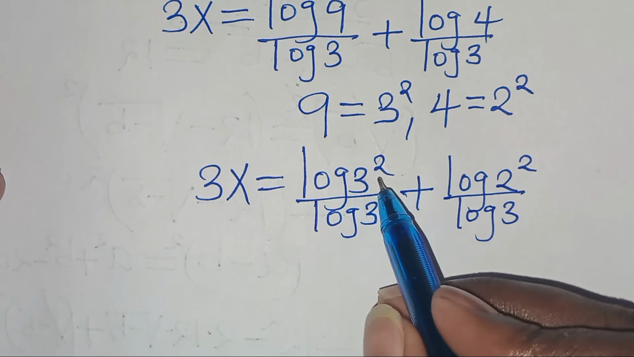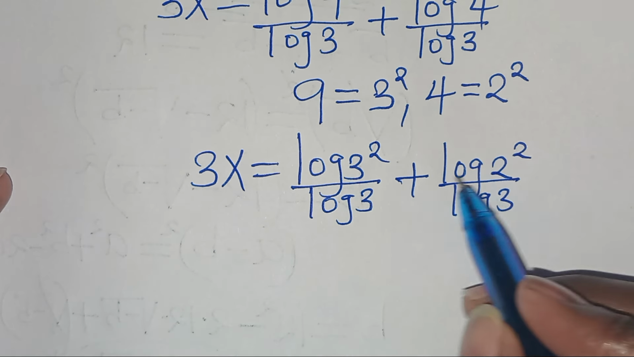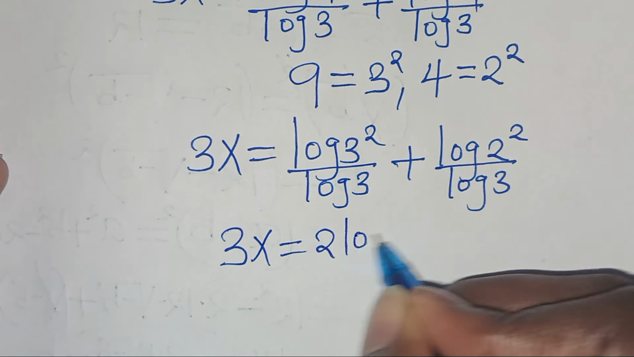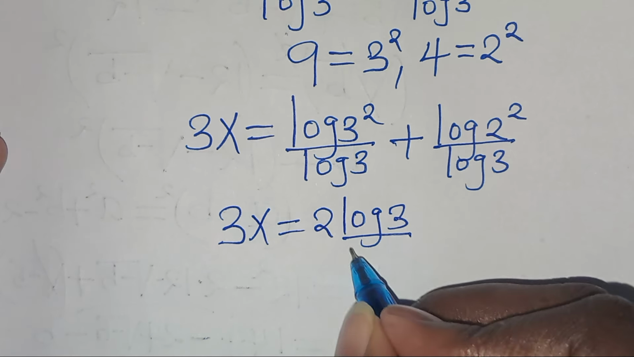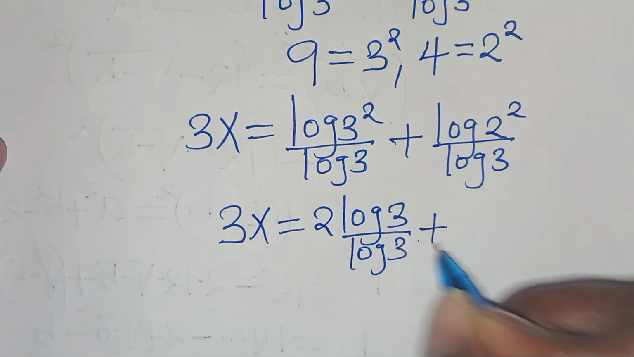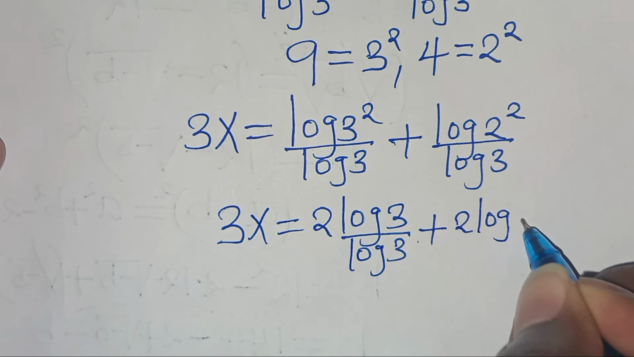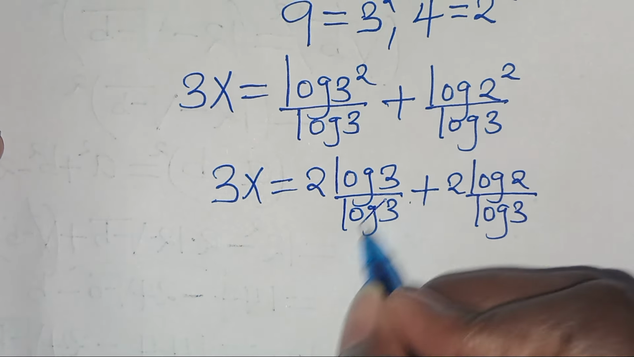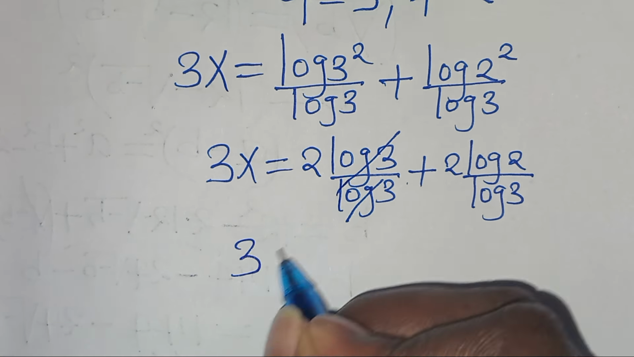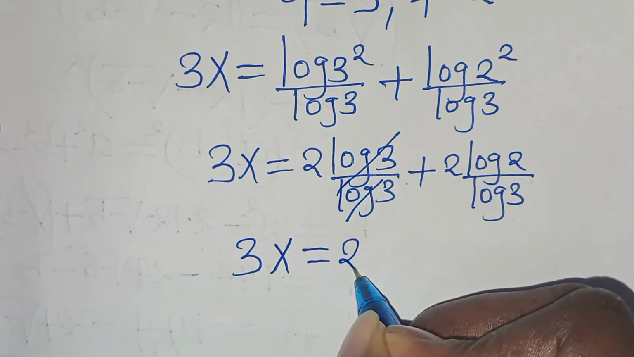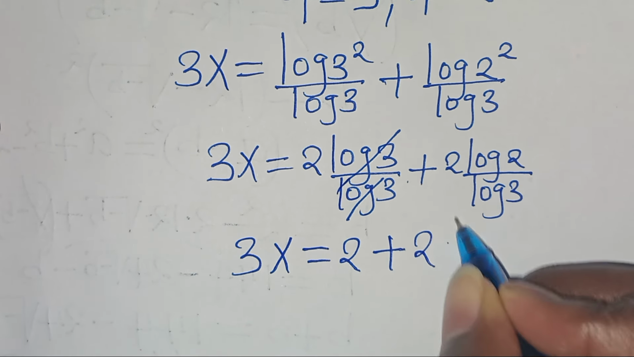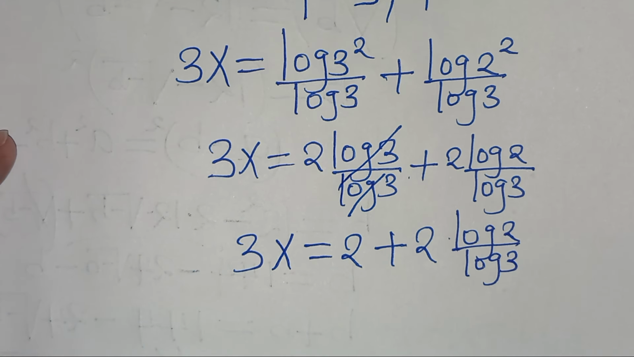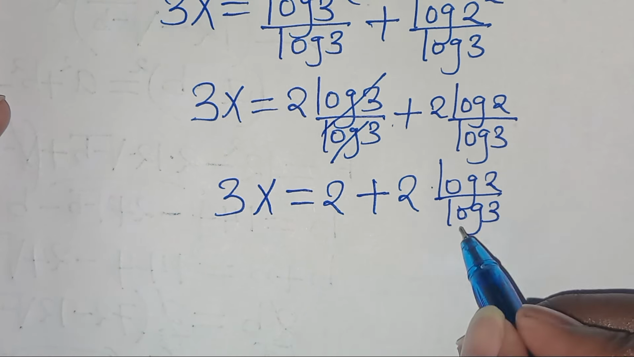Applying the power rule property here, we find that log 3 to the power of 2 as well as log 2 to the power of 2 becomes 2 log 3 divided by log 3, then plus 2 log 2 divided by log 3. So that now log 3 here simplifies so that we have 3x equal to 2 plus 2 times log 2 over log 3. We have that log 2 over log 3.